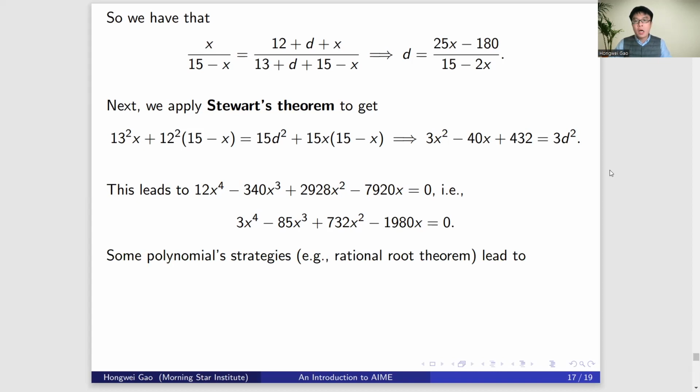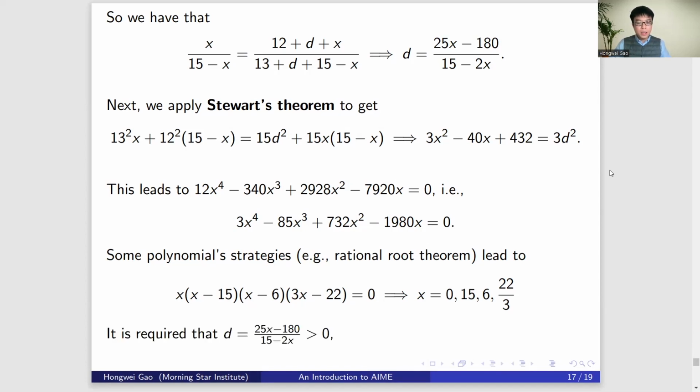So finally, this polynomial can be factorized into the following: x times x minus 15 times x minus 6 times 3x minus 22 equals 0. So obviously the roots are 0, 15, 6, and 22 over 3. Now we should determine which x is the valid solution. We should require that d in the above expression is positive. By checking each candidate of x, we see that only the value 22 over 3 is valid.